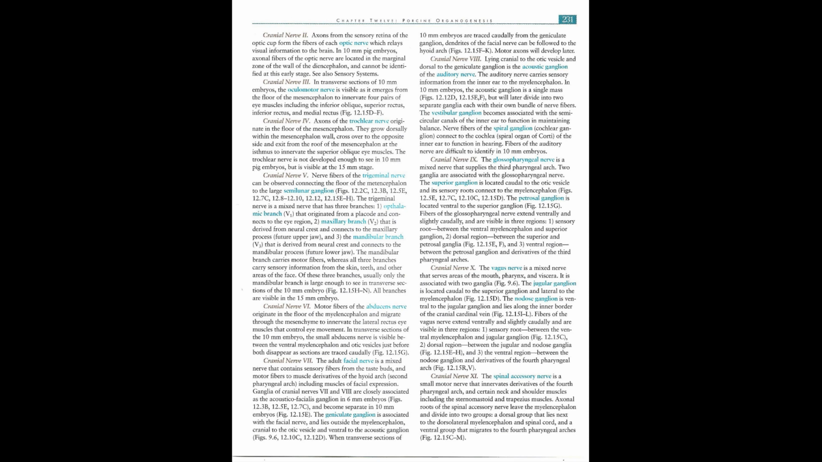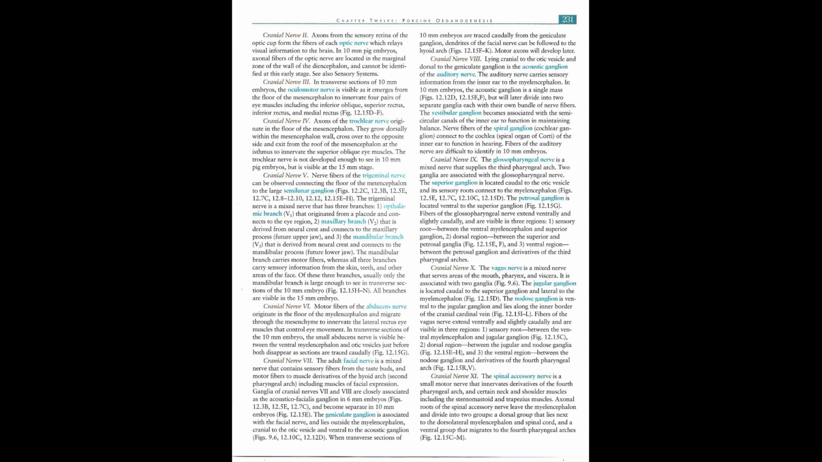Cranial nerve III. In transverse sections of 10 mm embryos, the oculomotor nerve is visible as it emerges from the floor of the mesencephalon to innervate 4 pairs of eye muscles including the inferior oblique, superior rectus, inferior rectus, and medial rectus, Fig 12.15df. Cranial nerve IV. Axons of the trochlear nerve originate in the floor of the mesencephalon. They grow dorsally within the mesencephalon wall, cross over to the opposite side and exit from the roof of the mesencephalon at the isthmus to innervate the superior oblique eye muscles.